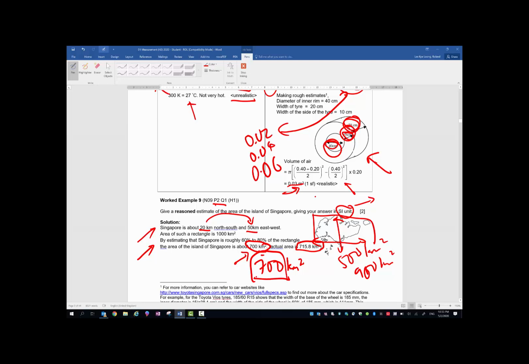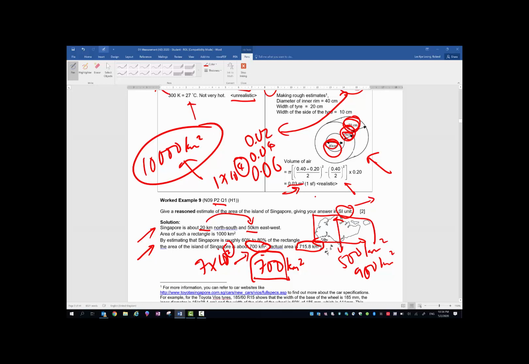But if your answer is like 10,000 square kilometers, now that is not reasonable, because this is 7 times 10 to the power of 2, and this is 1 times 10 to the power of 4. So 10 to the power of 4 versus 10 to the power of 2 is a huge difference, so that is not a reasonable estimate.